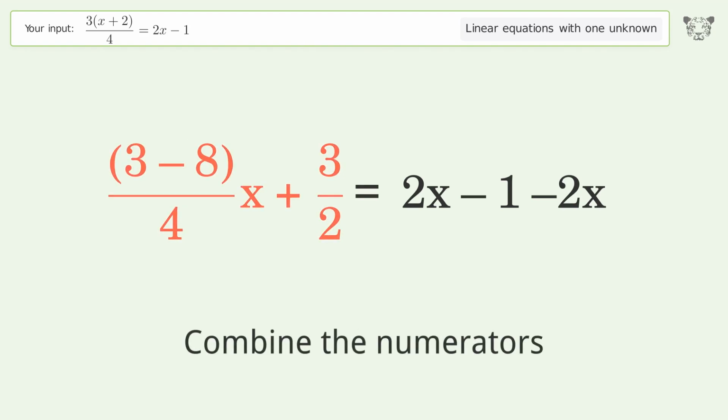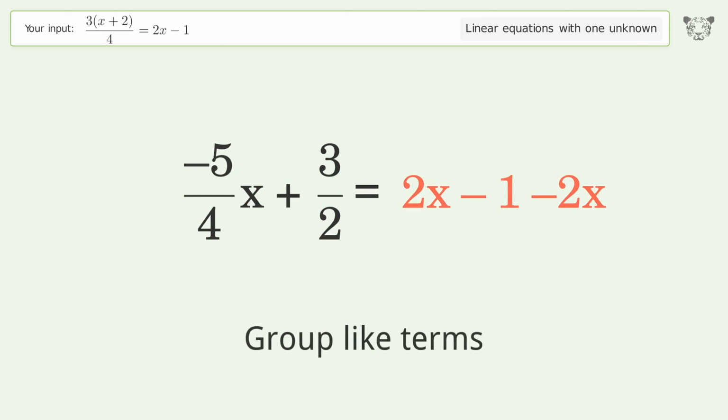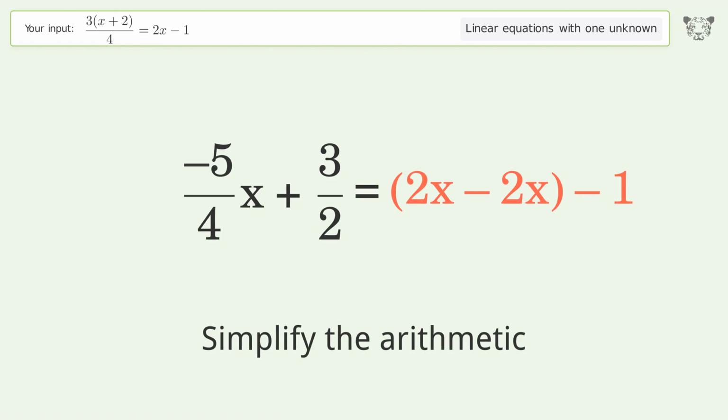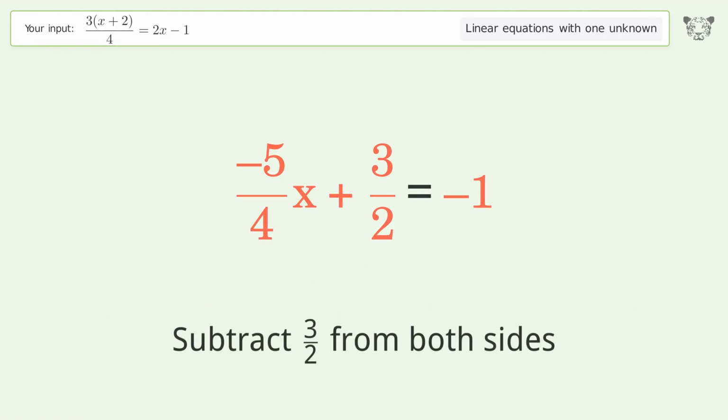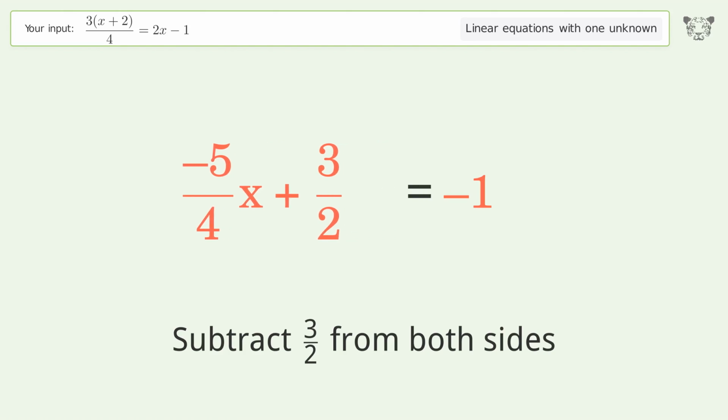Combine the numerators. Group like terms. Simplify the arithmetic. Group all constants on the right side of the equation. Subtract 3/2 from both sides.